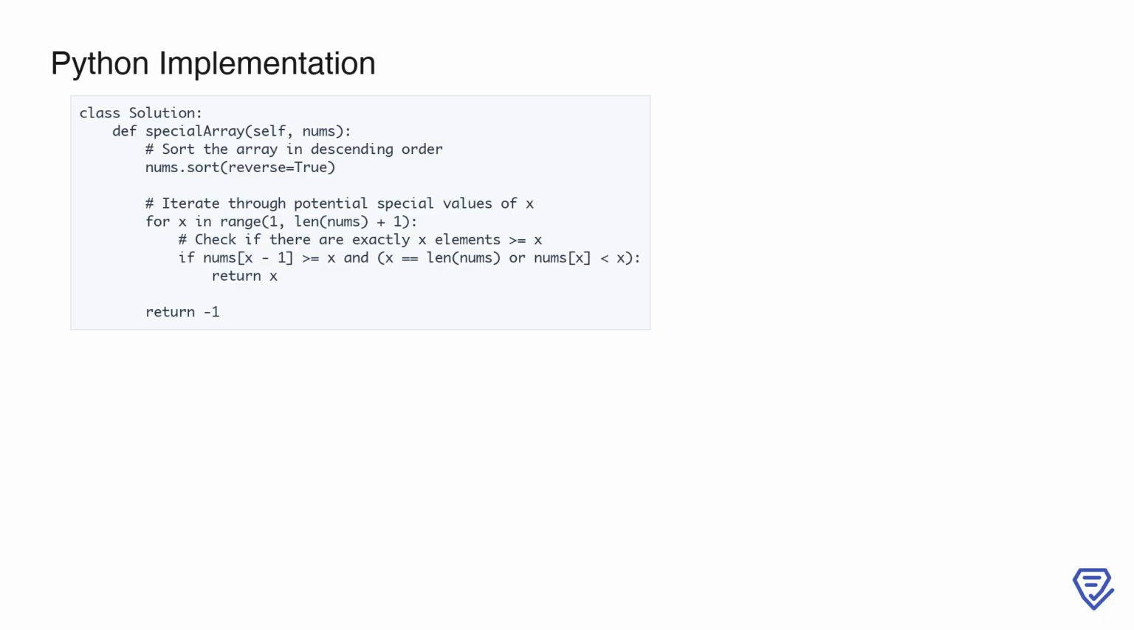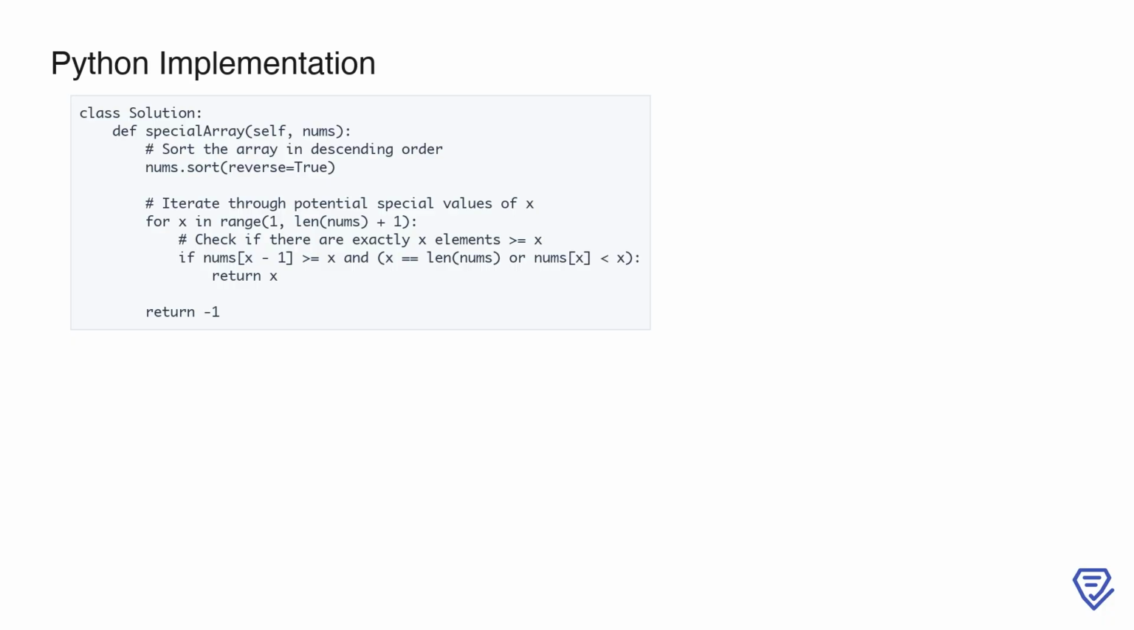This Python implementation solves the problem of finding a special integer x such that there are exactly x elements greater than or equal to x in the given list nums. Explanation. 1. Sorting the array. The first step involves sorting nums in descending order. Sorting helps us analyze the counts of elements that meet the condition efficiently. For example, if nums equals 3, 6, 7, 0, 2, sorting yields 7, 6, 3, 2, 0.